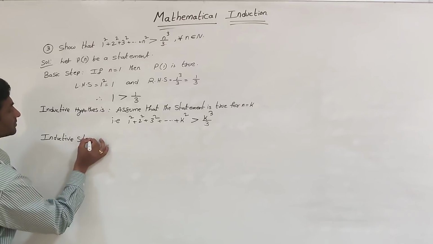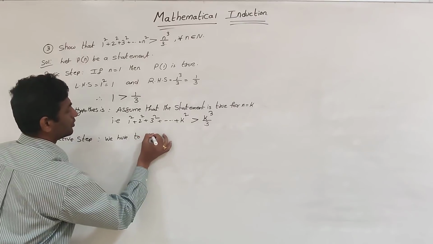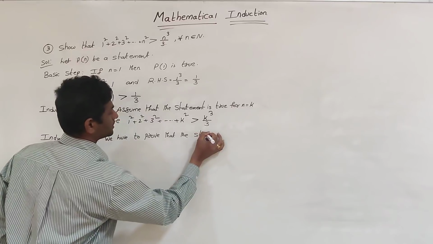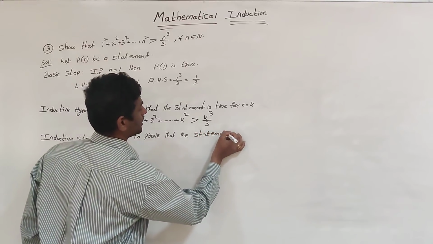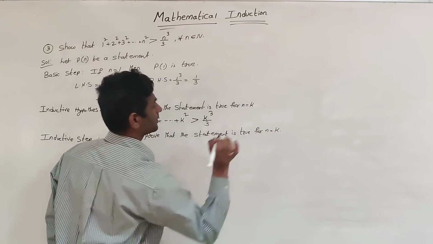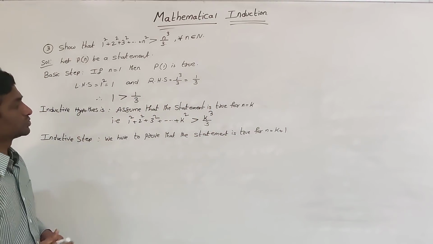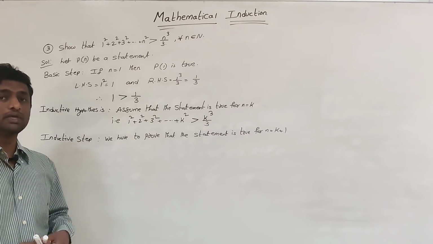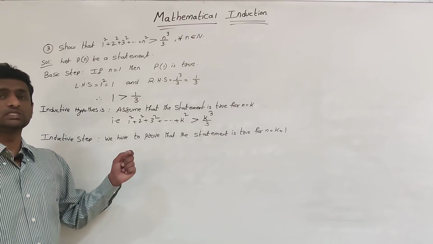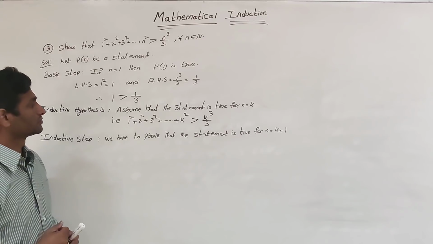Inductive step is, we have to prove that the statement is true for n is equal to k. No, n is equal to k plus 1. We have to prove that the given statement is also true for n is equal to k plus 1. Means on the left hand side it should be the sum of the squares of first k plus 1 natural numbers. In order to prove that, we will see.